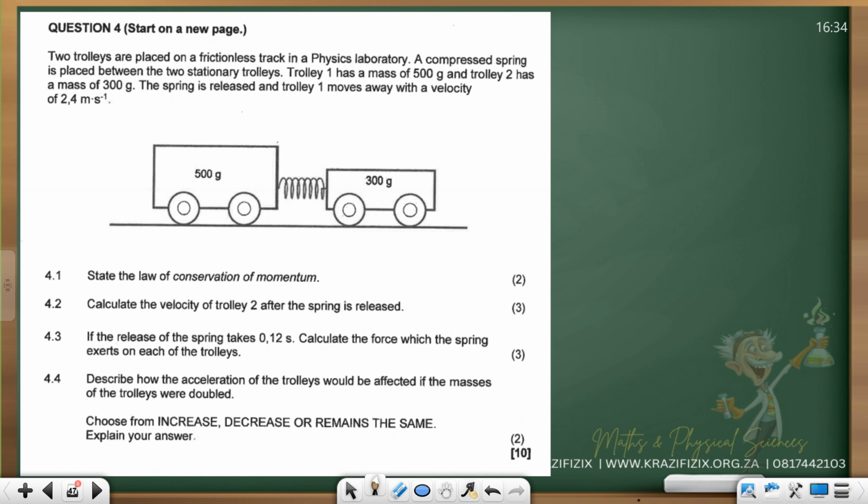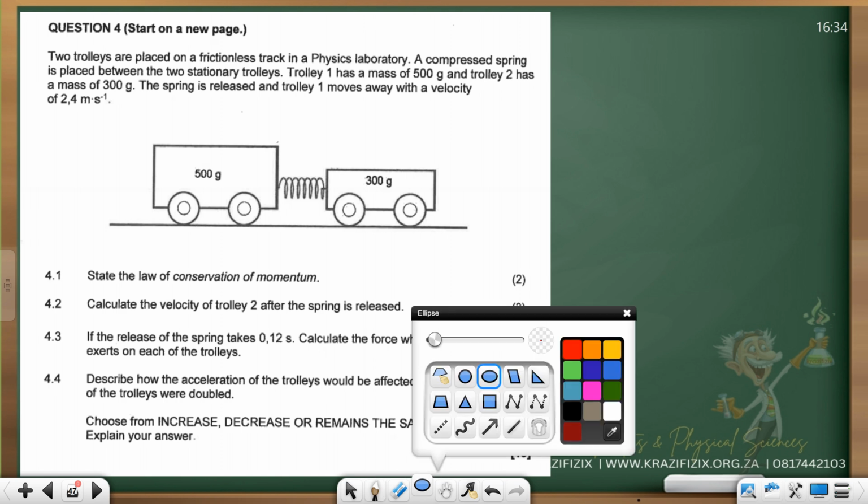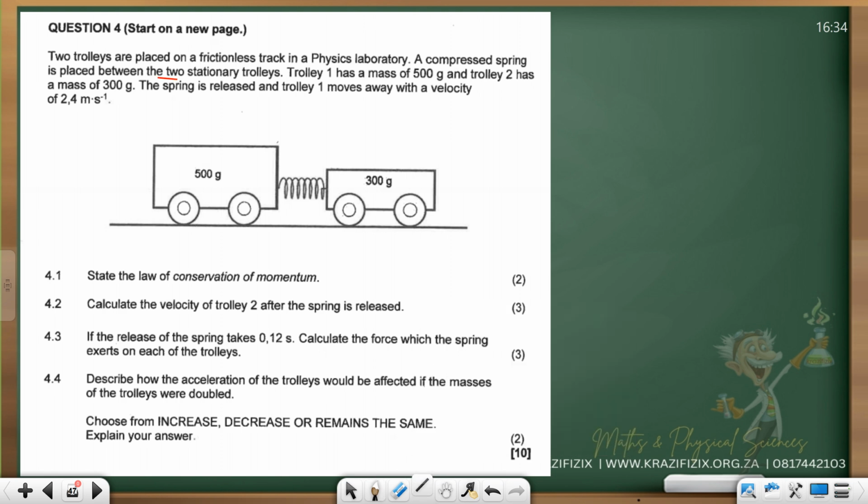Let's look at this one. 10 marks. Please follow. You'll get it. In case you were a bit lost, you'll get it. And feel free to ask. Two trolleys are placed on a frictionless track in a physics laboratory. A compressed spring is placed between the two stationary trolleys. And you will notice they said they are held together, so they are combined.